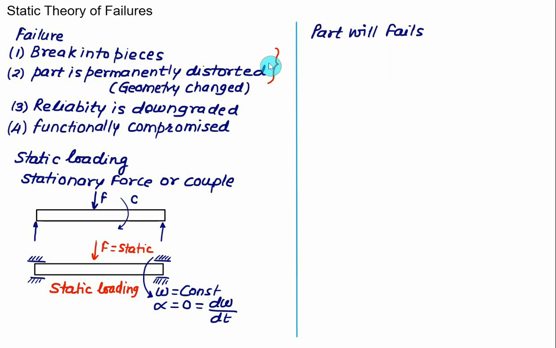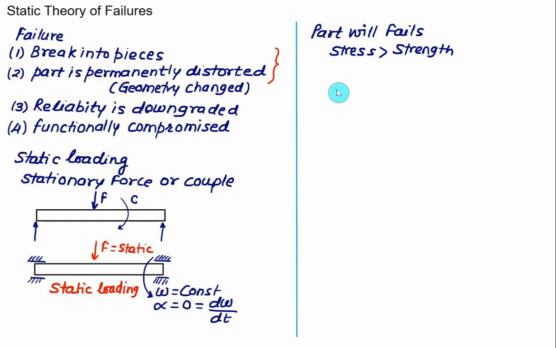We are only interested in failure where the part will break into pieces and the part is permanently distorted, that is, when the stress in the machine member exceeds the strength. In that case, we have the failure. How do we calculate the stress due to bending, due to direct shear, due to torsion? Then we have done the complex loading. So we can develop the state of stress, convert the two-dimensional state of stress into a three-dimensional state of stress, and calculate the principal stresses and the shear stress.